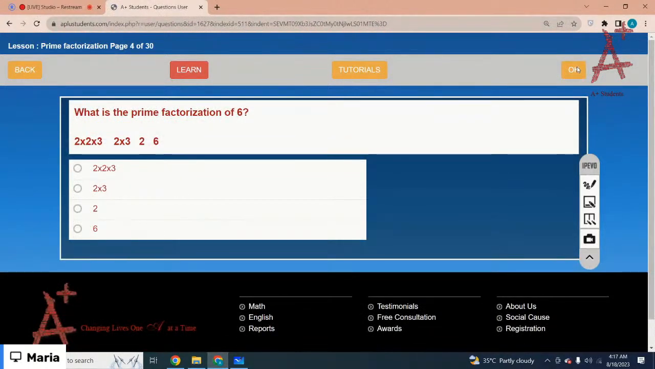What is the prime factorization of 6? So which is the correct option? You are given 4 options. Which option is the correct one? If you already know the answer, you can please write down the answers in the chat box.